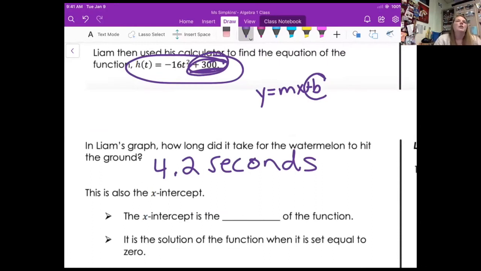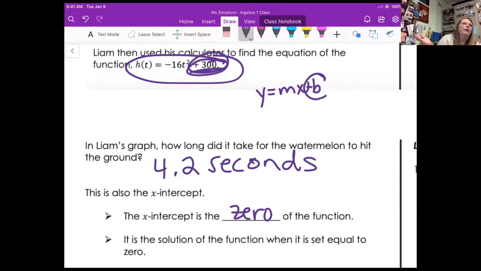This is also the x-intercept. It's touching the x-axis at around 4.2. But just like we talked about, I wouldn't say I was 0.5 above the ground, just like I wouldn't say I was 4.2, 0 seconds. I would just say 4.2 seconds. These x-intercepts have a few names. One of those names is a 0. Why do you think it's called a 0?